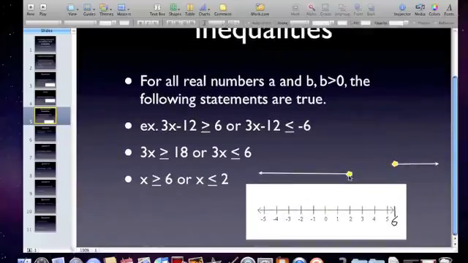You then graph them with closed circles because they're greater than or equal to, or less than or equal to. There's 6 right there, going that way, and then there's 2 going the other way, because of the arrows you see.